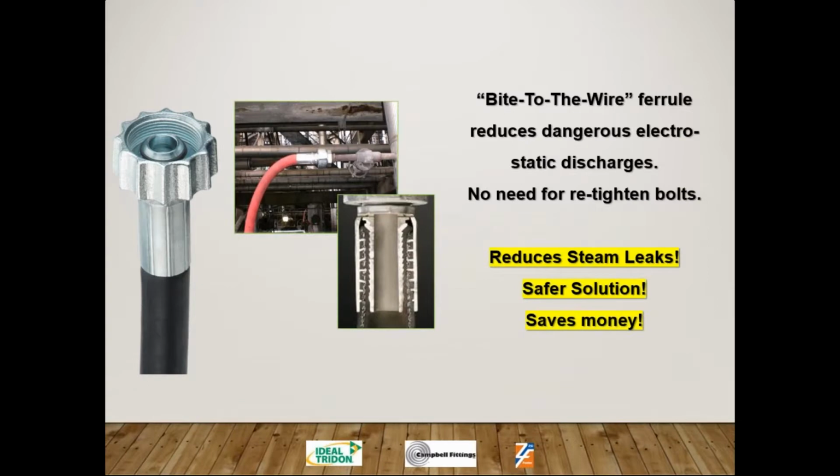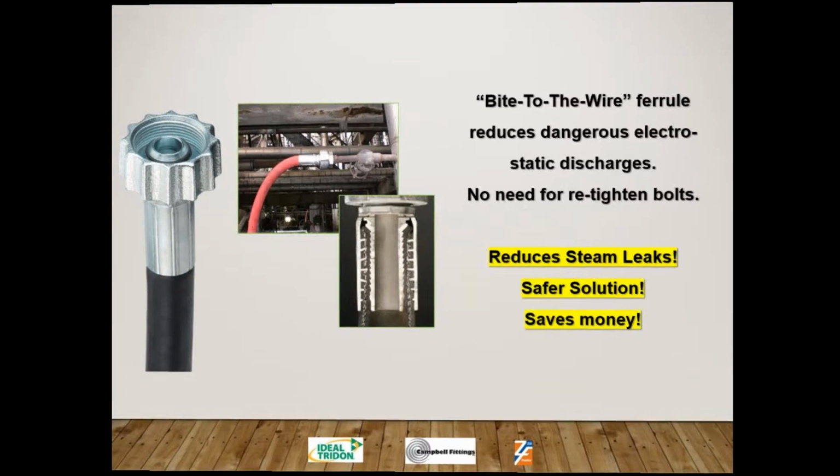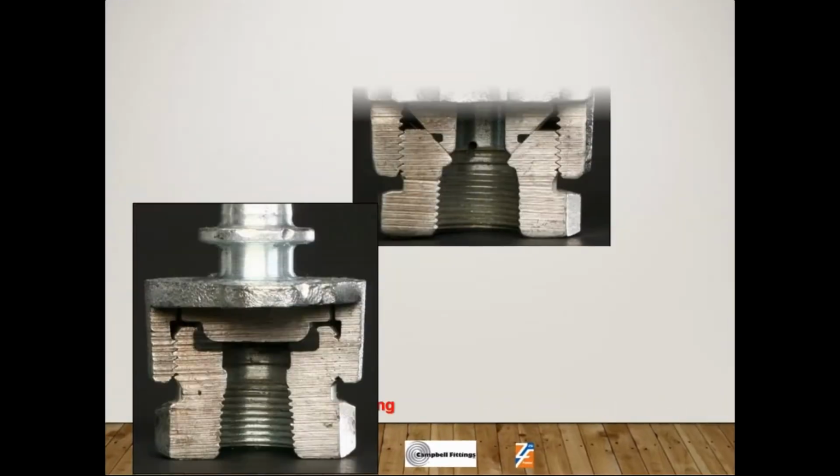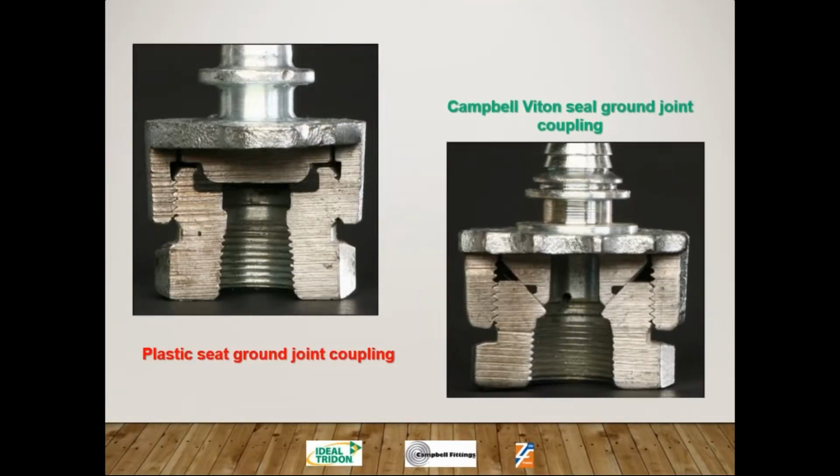Again, the Campbell fitting bite-to-the-wire ferrule reduces dangerous electrostatic discharges. No need to retighten bolts. So all of the Campbell fittings ground joints are a hand-tight fitting. So not only do you not have to retorque bolts, but you go right up and you just thread these right on, hand-tight, and you're good to go. You walk away. This shows an old-style plastic seat ground joint coupling on the left, and where you have the Campbell Viton Seal ground joint, metal-to-metal seal, eliminating all potential leak paths.